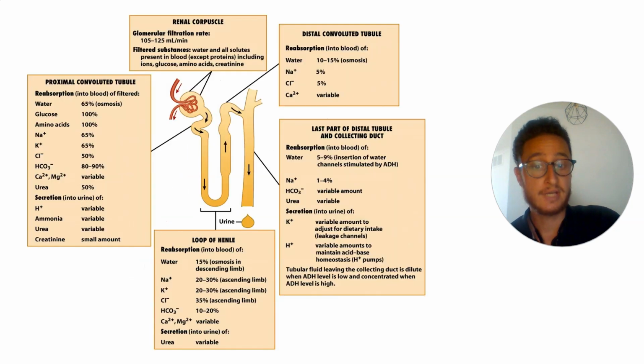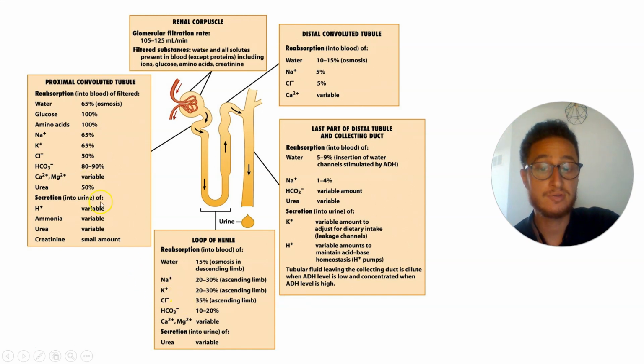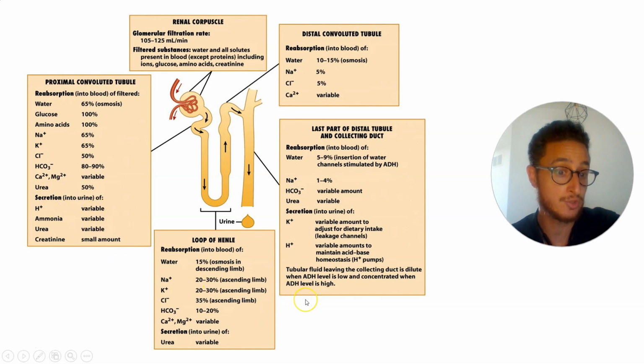So here's a nice little diagram that I encourage you to have a look at that breaks down each of those main regions of the nephron and tells you exactly what sorts of things are being reabsorbed and what sorts of things are being secreted and how much. And some of them it says variable, because you are responding to your homeostatic needs.